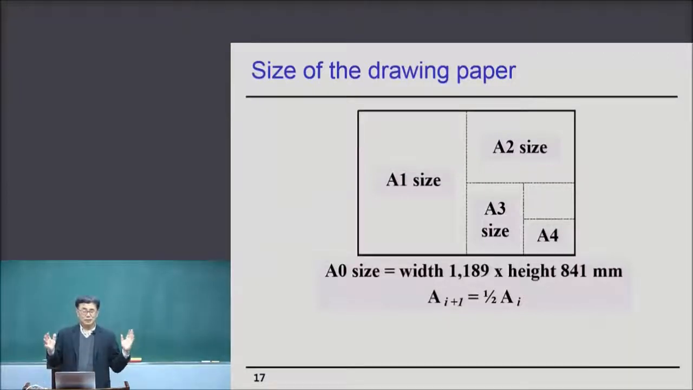And the largest drawing paper in the world is A0 size. The width is around 1.2 meters, and the height is 0.8 meters. So this is the largest size of the drafting paper. If you divide A0 size in half, then you get A1, and half of the A1 size is A2, and then A3 and A4.